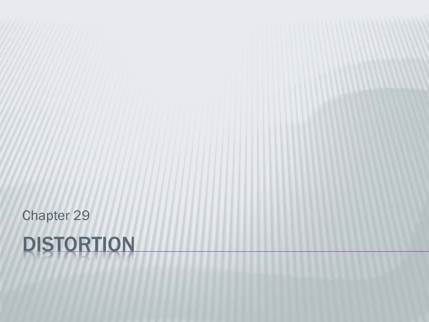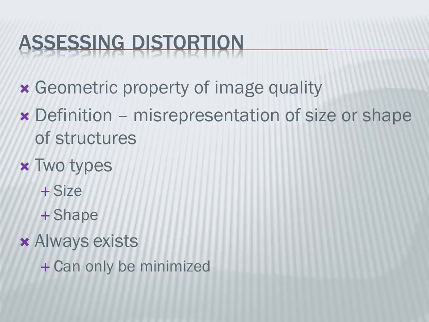Chapter 29, Distortion. Assessing distortion. It's a geometric property of image quality; it controls detail. Definition of distortion: misrepresentation of size or shape of structures. So there's really two types that we can see, size or shape. It always exists when contrast and density are poor, even if you cannot see it. It can only be minimized. You must know about shapes of anatomy to best possibly image. We want images to actually look like the real thing.